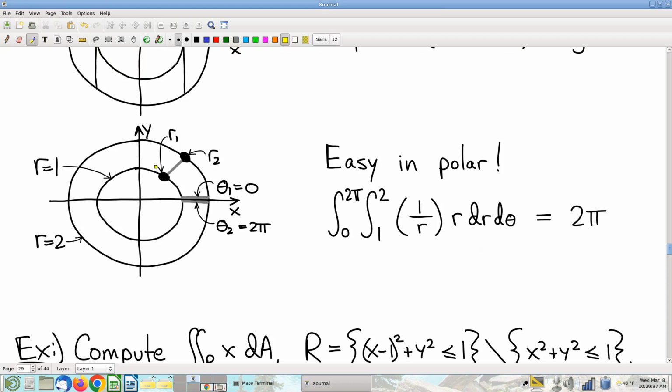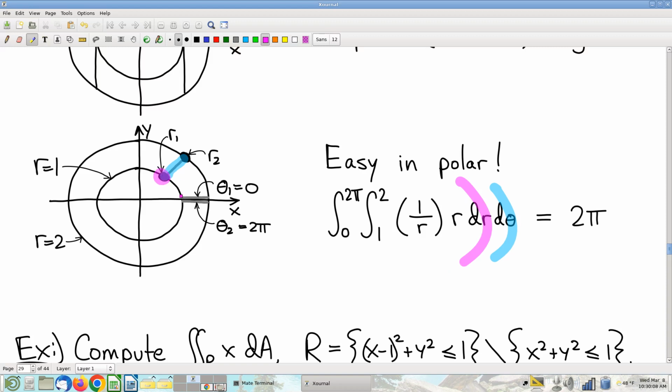My domain, again, this thing right here, let's talk about our theta slices. Well, we start at 0 and it goes all the way around to 2 pi. So 0 to 2 pi. That's our theta bounds. No problem. Then I draw and focus on a particular theta slice, like so, and ask now what's the range of values of r on that theta slice.